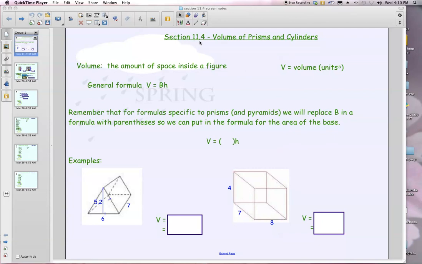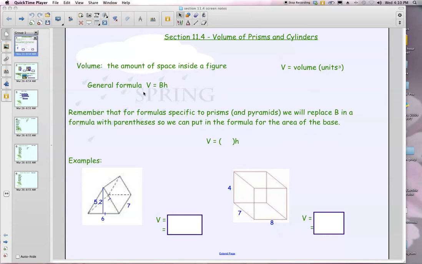This lesson is on volume of prisms and cylinders. Volume is the amount of space inside a figure. We talk about volume in terms of cubed units since it works with the length, the width, and the height. It's got 3 dimensions that go into volume, so that's why our units are cubed.